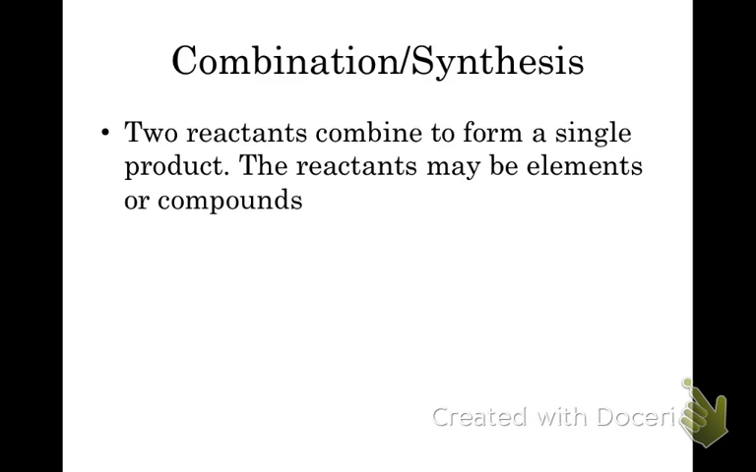Combination or synthesis is when we take two reactants and form them into one single product. The reactants may be elements or compounds. So for example here, we're taking zinc and iodine and producing zinc iodide. We have two reactants, one product. In combination or synthesis, we'll end up with only one product, so that'll be a good word of wisdom for you as well.